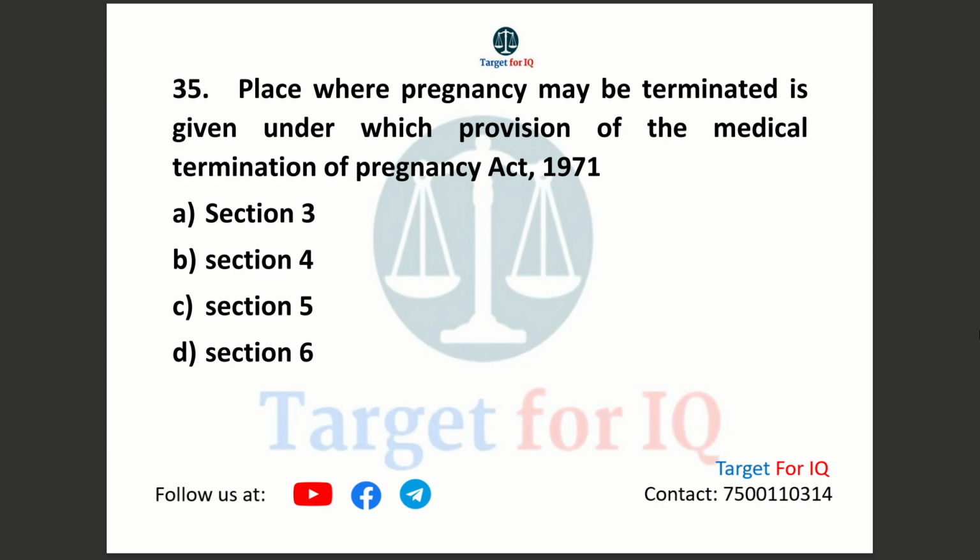Question number 35. Place where pregnancy may be terminated is given under which provision of Medical Termination of Pregnancy Act 1971? Option A, Section 3. Option B, Section 4. Option C, Section 5. Option D, Section 6. So the correct answer to question number 35 is option B, that is Section 4.